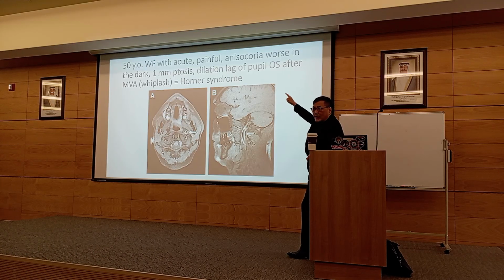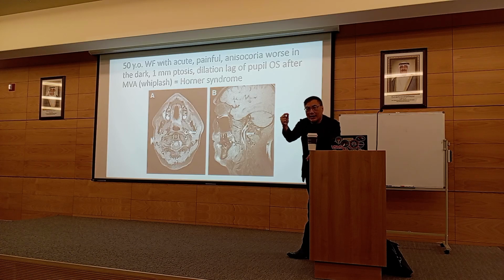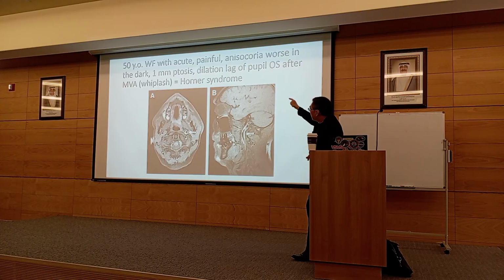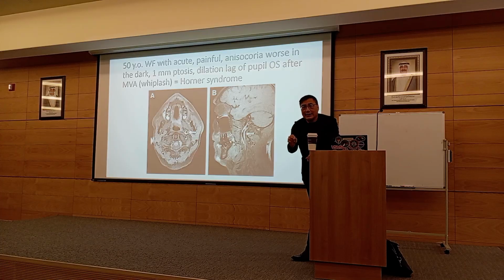50-year-old white female, acute, painful, little pupil, little ptosis. Is that good or bad? What's the name of that syndrome? So an acute, painful Horner syndrome, you're going to be looking for dilation lag. It occurred after a car accident.